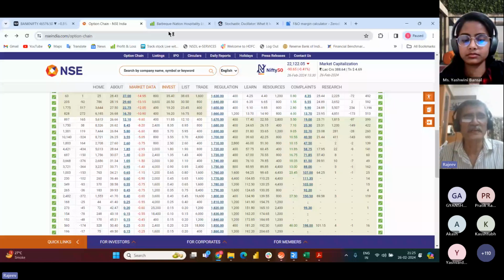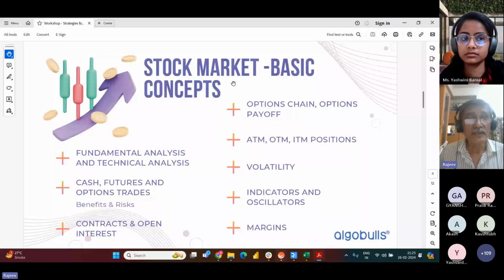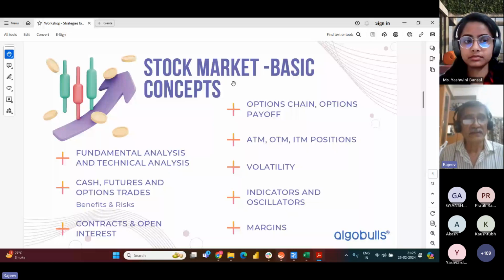We will touch upon options a little bit later in more detail, but it's sufficient to say that futures and options are the two derivative instruments used for trading. The advantage is that you can get into this trade with almost 1/5 of the amount that is required for cash trading for the same quantity. So that is the advantage of futures.